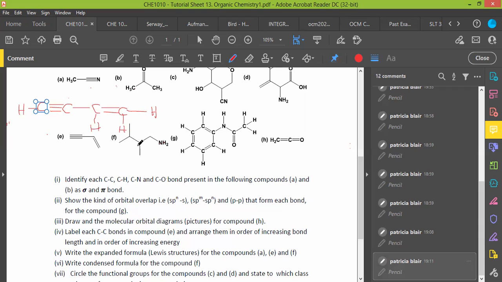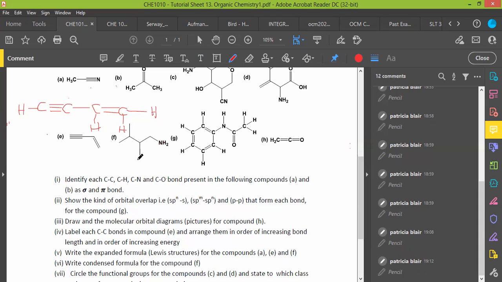So in the expanded, all vertical and horizontal bonds are supposed to be shown. All carbon atoms are supposed to be shown. All hydrogen atoms are supposed to be shown. Any other atom present in the molecule is supposed to be shown. So if you check, all the bonds have been shown. When you draw a structure and you show all the bonds and all the atoms in a molecule, that is the expanded structure. And that's the Lewis structure.